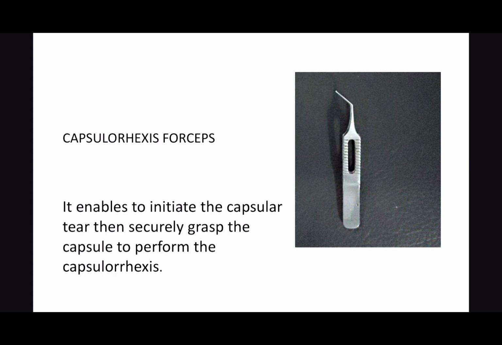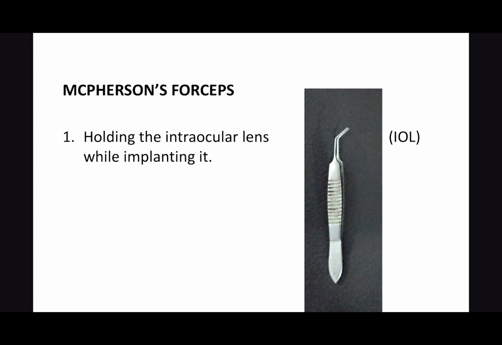Another forceps is the capsulorhexis forceps. It is very sharp at the tip. It can be identified easily. It enables one to initiate the capsular tear, then securely grasp the capsule to perform the capsulorhexis. This is a McPherson forceps. It is blunt and has grooves for the holding of the intraocular lens.